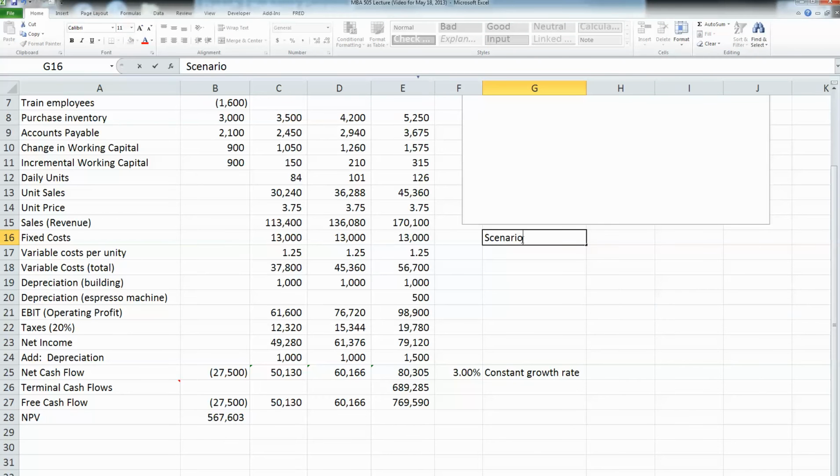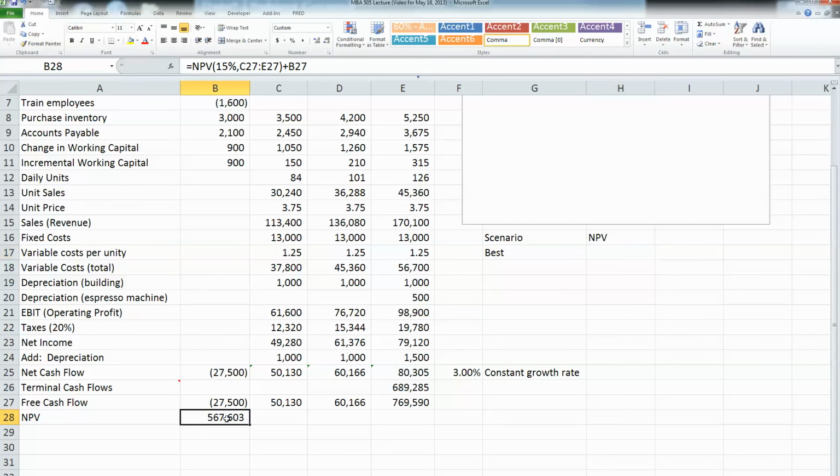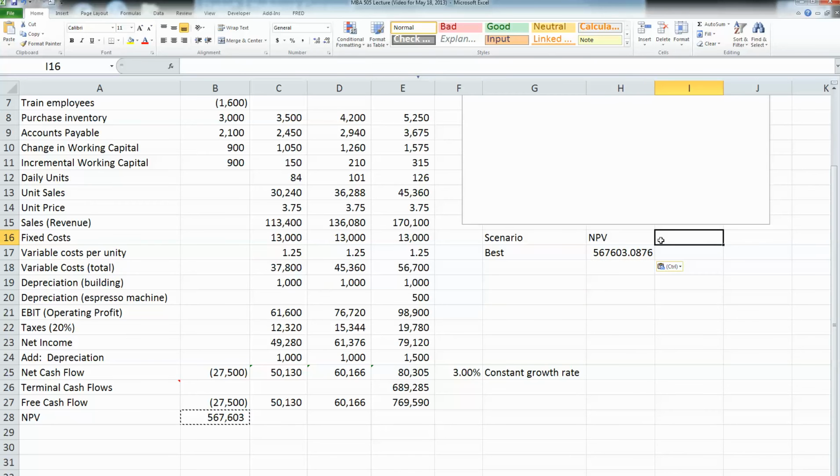Down here I'm going to put my scenario is the best case one. The net present value in that case was this 567,000. I'm going to copy it and paste it as a value. And now I need to estimate the probability that that will occur. And maybe I think that's 20%. Again, with some knowledge of the market for your product, you should be able to come up with an estimate for that.